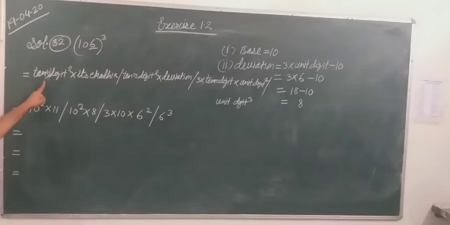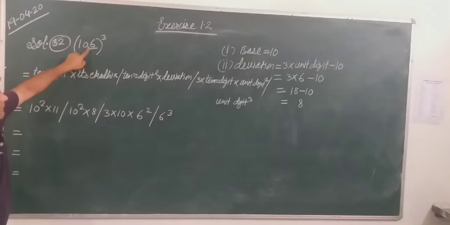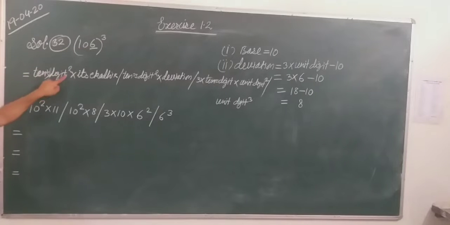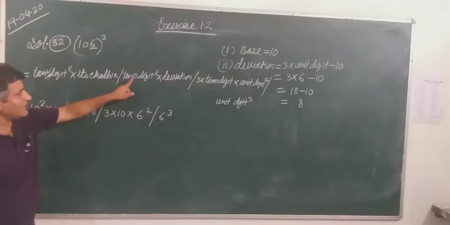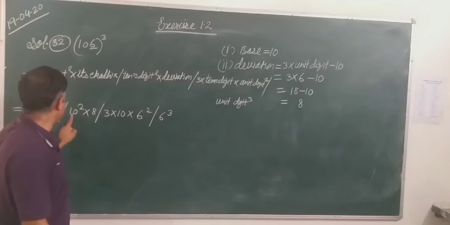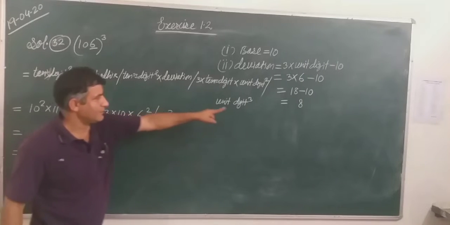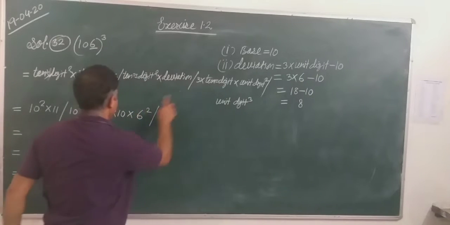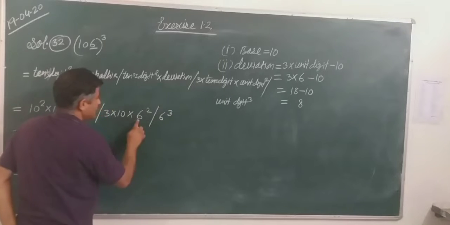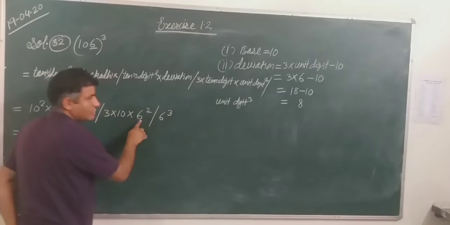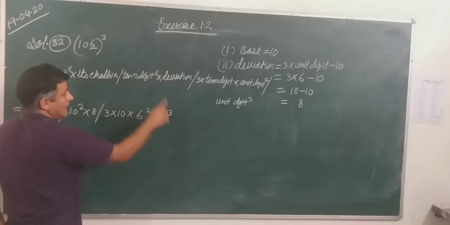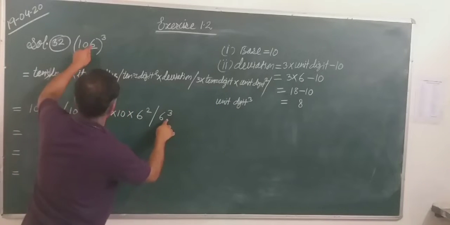Again look here, tens place digit square. What I said: excluding the ones place digit, the next two digits you will take as the tens place digit. Then tens place digit square, 10 square into its ekadhika, into 11. Again tens digit square into division: 10 square into division 8. Then 3 into tens digit into unit digit square. Your unit digit is 6, so it is 6 square, and the unit digit cube is 6 cube.